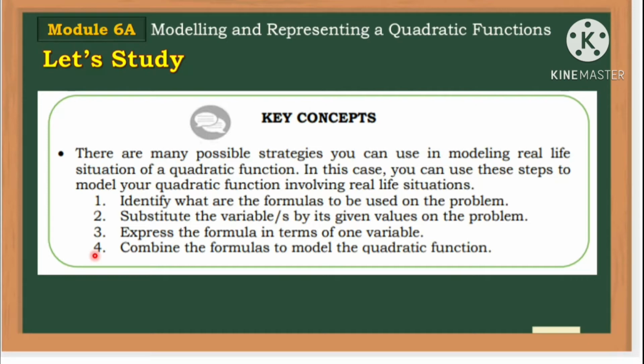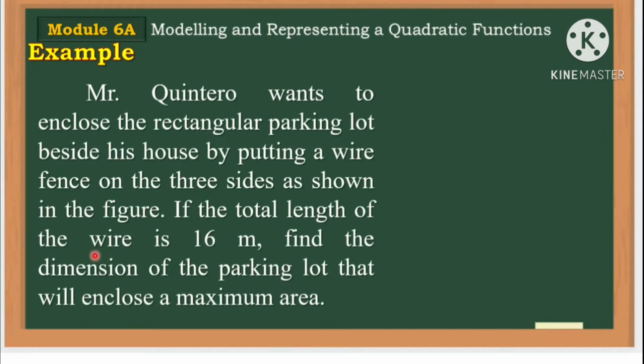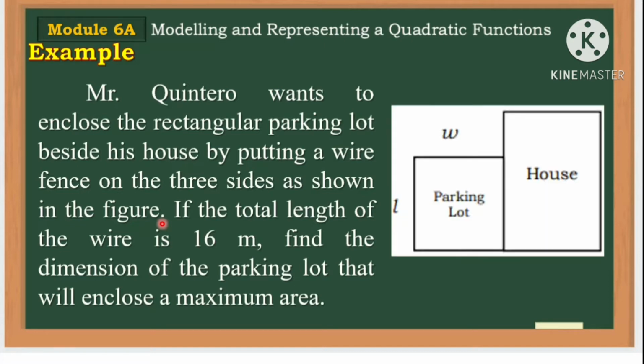Okay, so let's proceed now. We have an example here. Mr. Quintero wants to enclose the rectangular parking lot beside his house by putting a wire fence on the three sides as shown in the figure. If the total length of the wire is 16 meters, find the dimension of the parking lot that will enclose a maximum area.